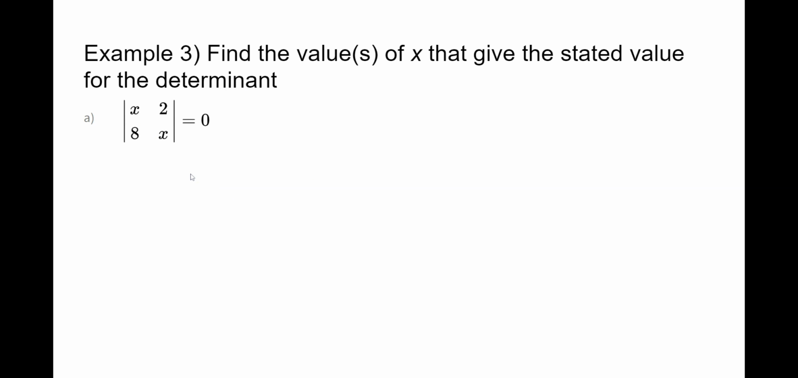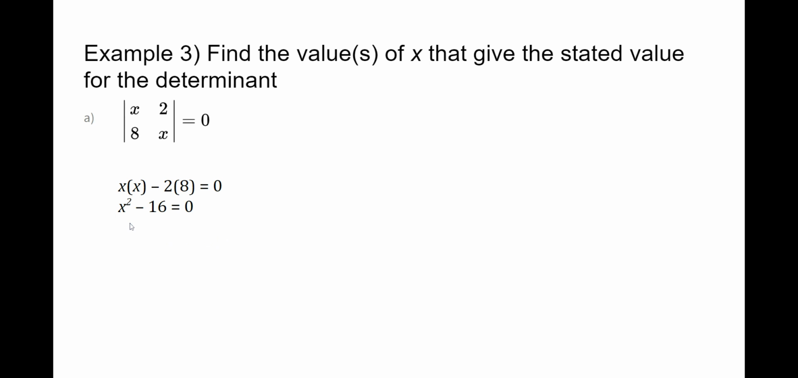So if we set this up by finding the determinant, multiply our first diagonal minus multiply our second diagonal, x times x minus 8 times 2, we want that to equal 0. Well, x times x is x squared. 2 times 8 is 16, so we have x squared minus 16 equals 0. This is a quadratic equation.